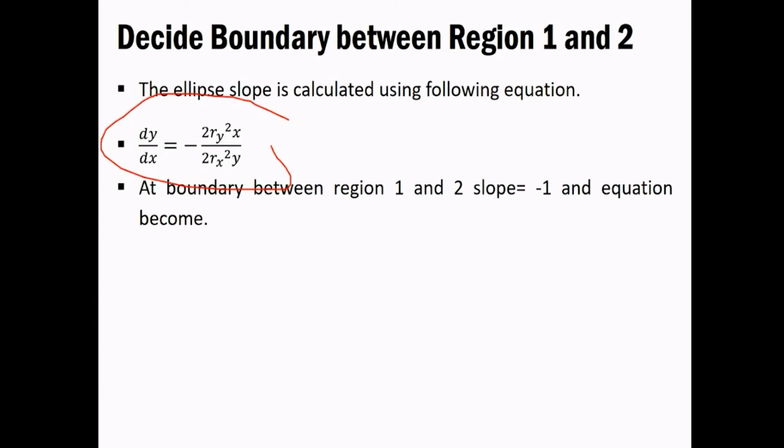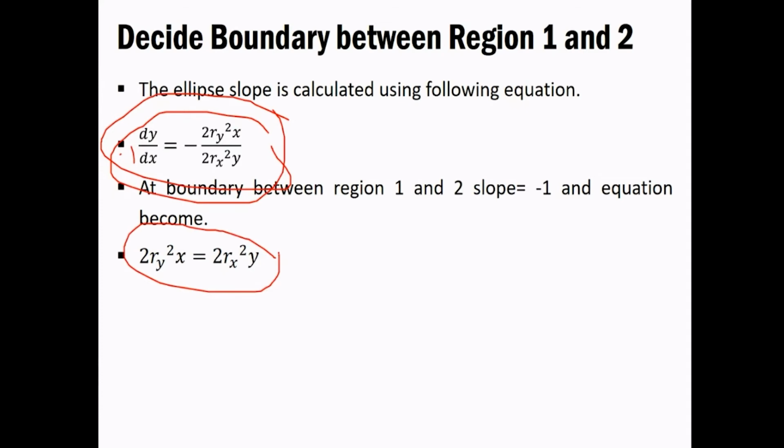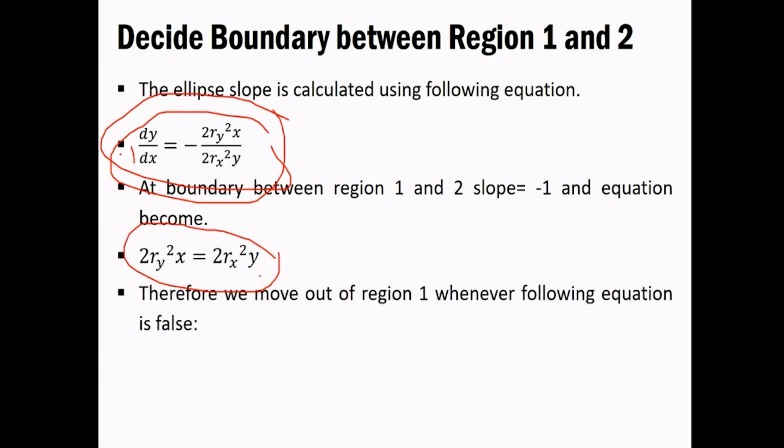We have one condition with us, that if it is -1, then we simply have to switch. So our equation becomes this, because we are putting -1 over here and simplifying the equation. At the end you'd be getting 2ry square x equal to 2rx square y. Now, if this condition is satisfied, then we have to move out of the region when the following equation is false. So if this is false, then you'd be having one thing in your hand, that is ry square x is less than or equal to 2rx square y.